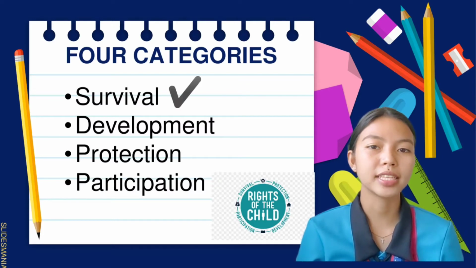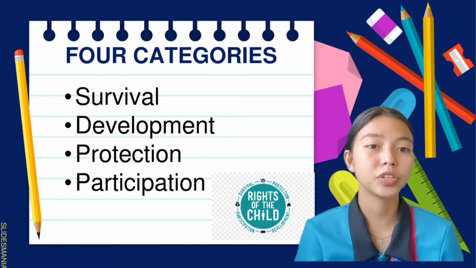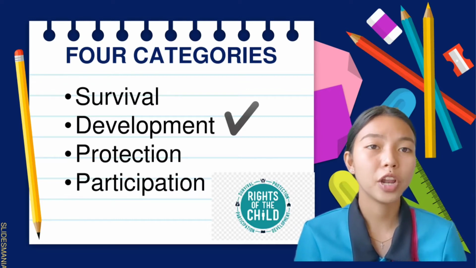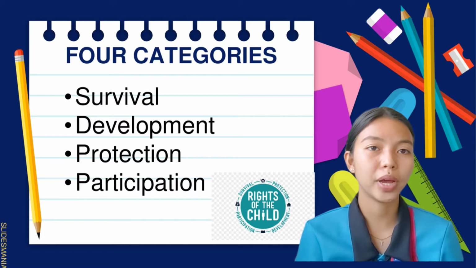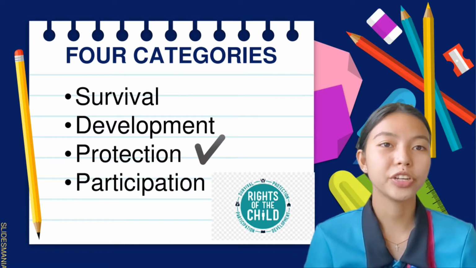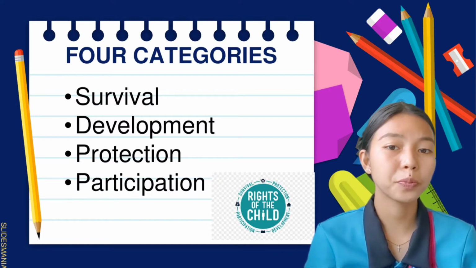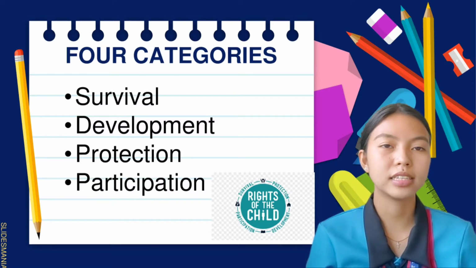First, survival rights. Every child has the inherent right to life, and the state has an obligation to ensure the child's survival and development. Second, development rights. These are the rights to the resources, skills, and contributions necessary for the full development of the child. Third, protection rights. These rights include protection from all forms of child abuse, neglect, exploitation, and cruelty, including the right to special protection in times of war and protection from abuse in the criminal justice system.